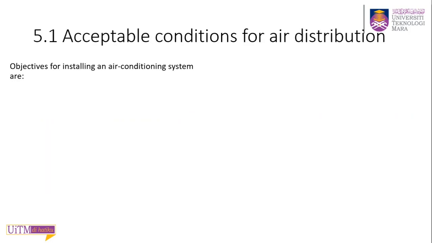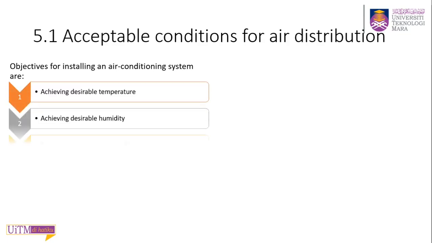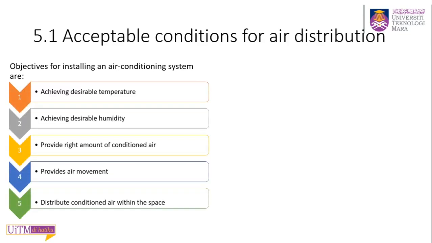Now, as we have learned in Chapter 3, the objectives for installing an air conditioning system are: number 1, to achieve desirable room temperature. Number 2, to achieve desirable humidity of air. Number 3, to provide the right amount of air conditioning to the required space. Number 4, to ensure air movement inside the space. And finally, number 5, to distribute the conditioned air evenly within the space.